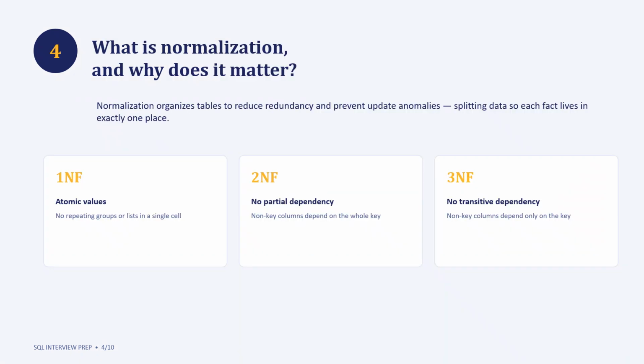Question 4. What is normalization? It's the process of structuring your tables so data isn't duplicated and updates don't create inconsistencies. The classic levels are first, second, and third normal form. First normal form just means every cell holds a single atomic value, no lists. Second normal form means non-key columns depend on the entire primary key, not just part of it. Third normal form means non-key columns depend only on the key, not on each other.